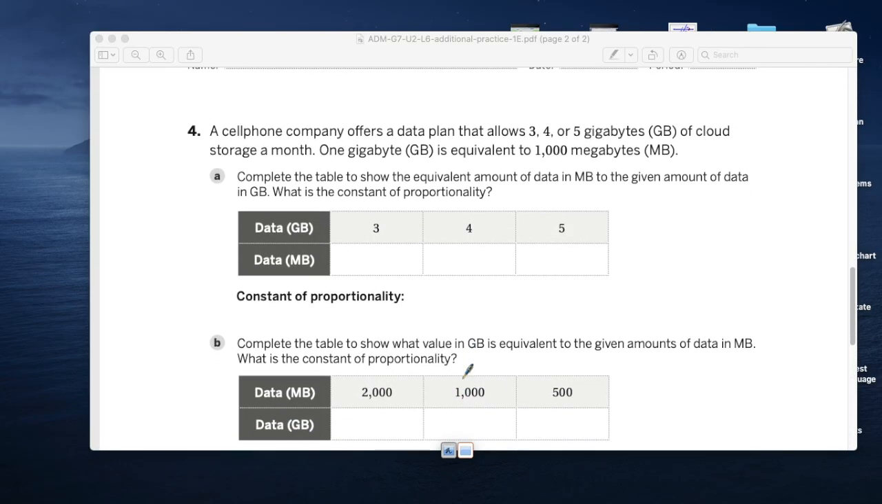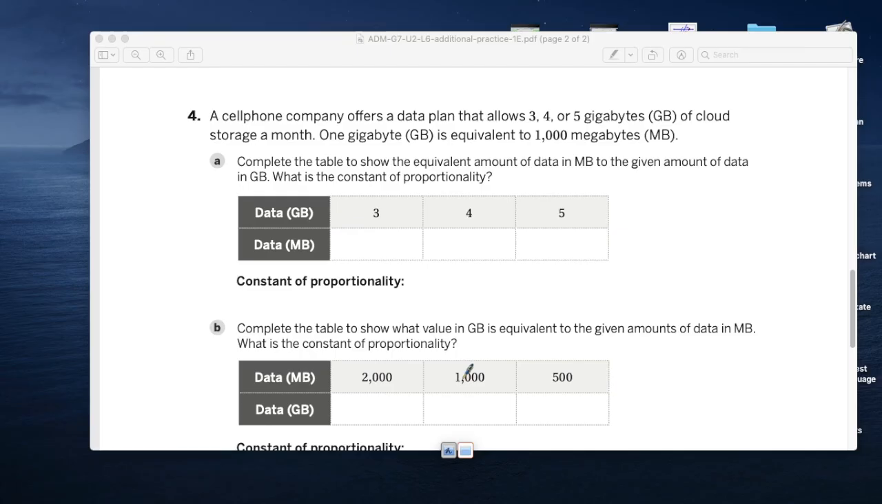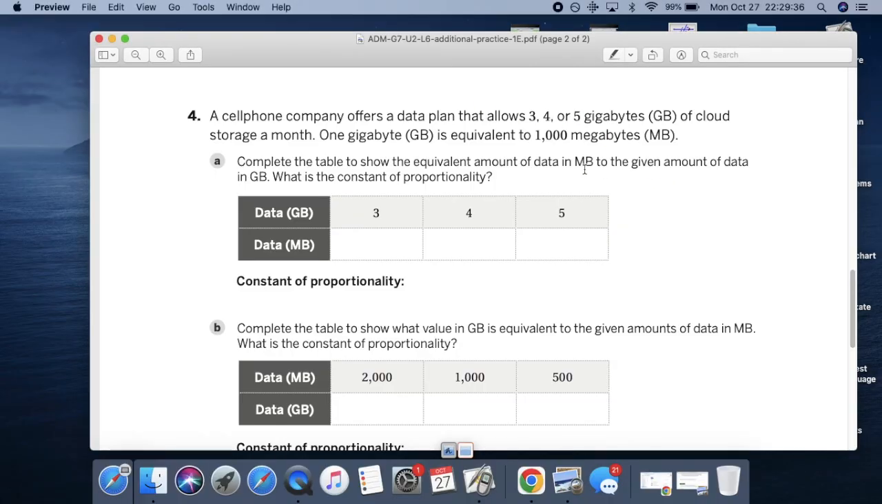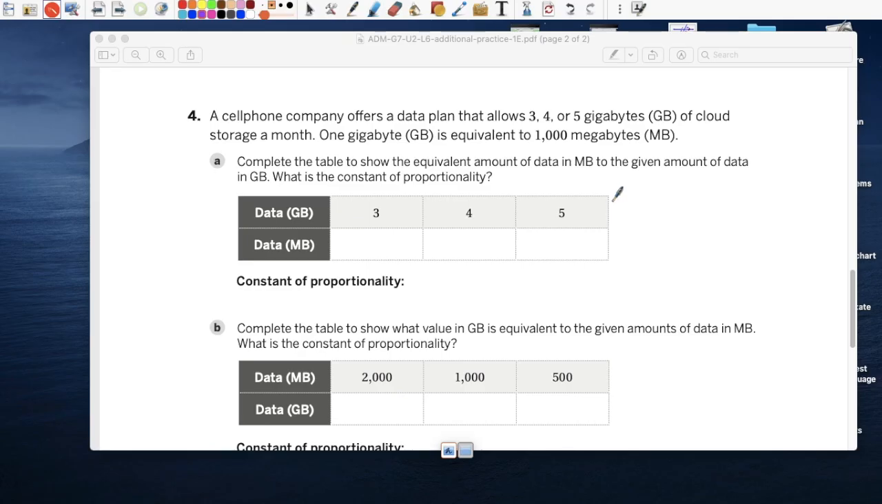A cell phone company offers a data plan: 3, 4, 5 gigs of storage a month. 1 gigabyte is equivalent to 1,000 megabytes. So we can add a column here, which is what you should always do. It says that 1 gigabyte is equal to 1,000 megabytes.